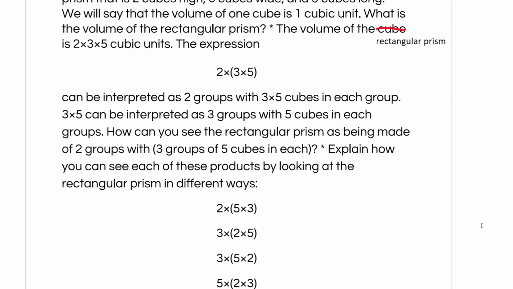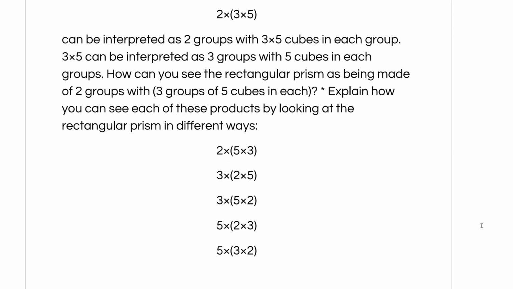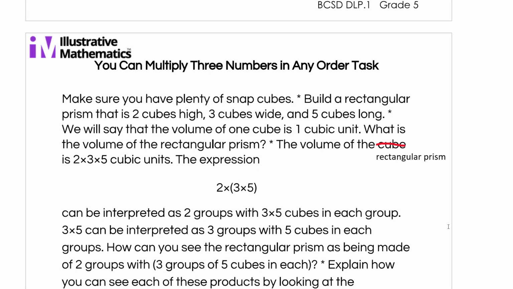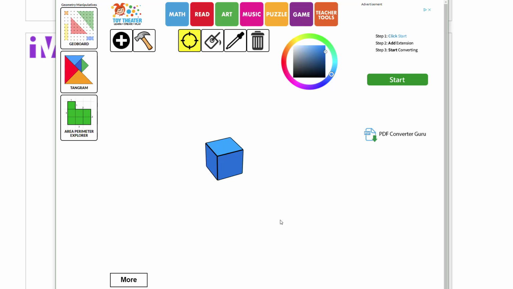How can you see the rectangular prism as being made of 2 groups with... Oh my gosh, Mr. Schmidt, I'm getting a headache. Explain how you can see each of these products. We can show them the solution of how to visualize all that. But let's show them how to build it. I just want to show them how to build this here.